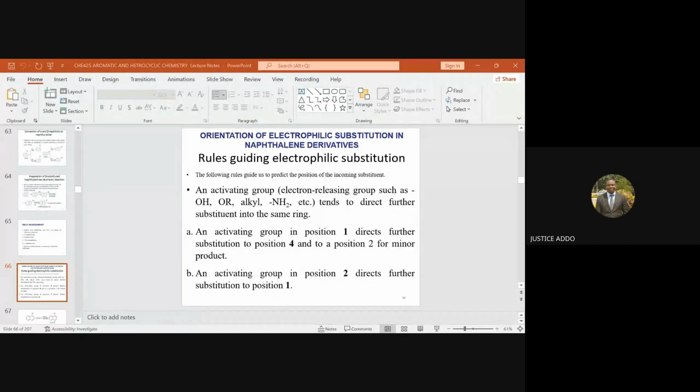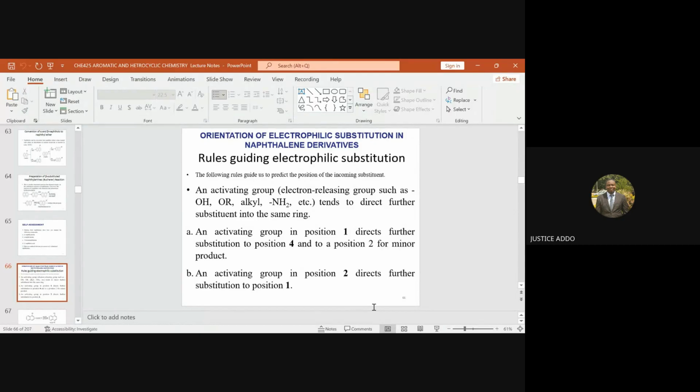So let's start something for today. We are to look at orientation of electrophilic substitution in naphthalene derivatives.